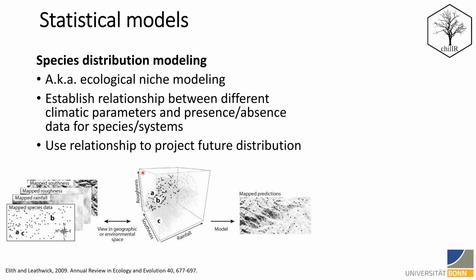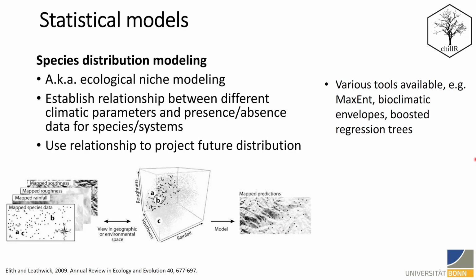We then characterize the distribution. Basically, this is only three dimensions here. It could be more dimensions, but then you can't really see it anymore. Basically, we characterize the conditions that we find the species in, and that then allows us to make a model and, well, map their predictions across the environments we currently have, but also for future environments.